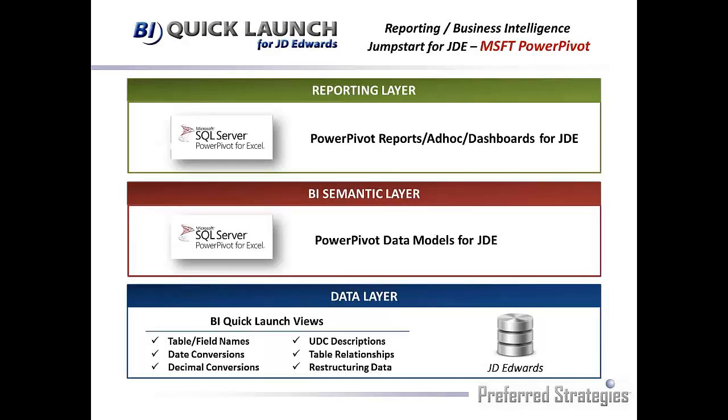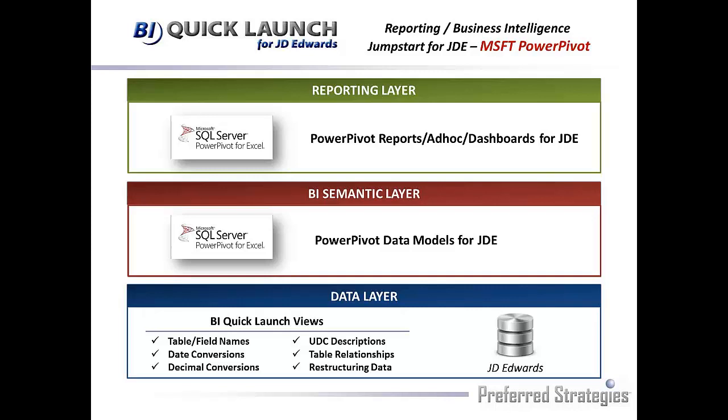So what is our jumpstart? How do we get this started with JD Edwards? We looked at separating this in a few different ways. At the very bottom is what we refer to as the data layer, and then we've got the semantic layer and the reporting layer. The data layer is what we're looking at, the data itself, where the data resides. If you're a JD Edwards customer, that's either going to be on DB2, SQL Server, or Oracle.